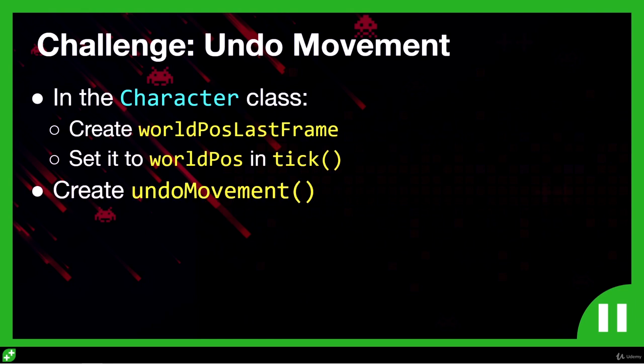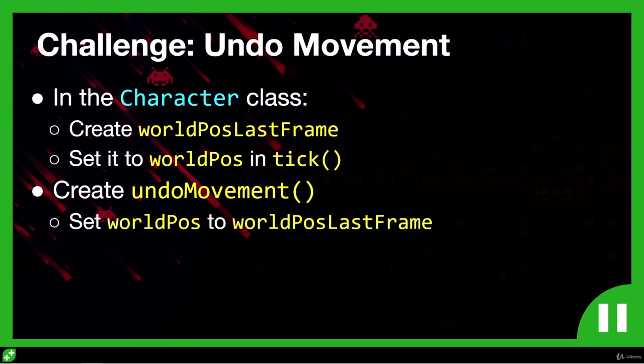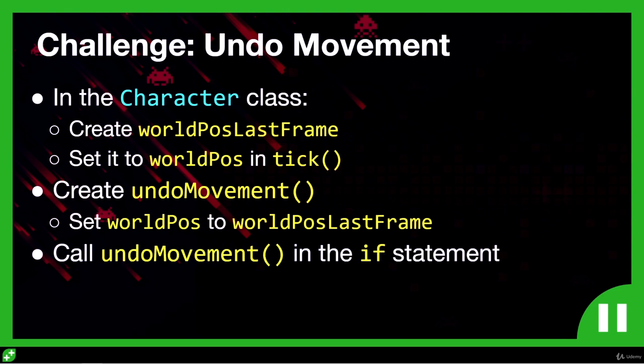Next, create a function called undoMovement. It's going to be void and has no input parameters. Create this function in the character class in the header file, make it public, and define it in the CPP file. In this function, simply set worldPos equal to worldPosLastFrame. Then you can call this undoMovement function in the if statement we just created. Pause the video and do this now.